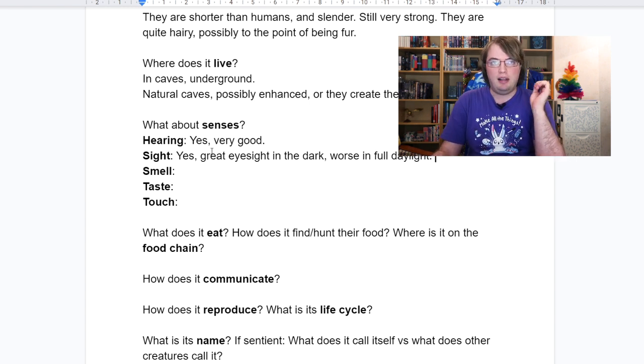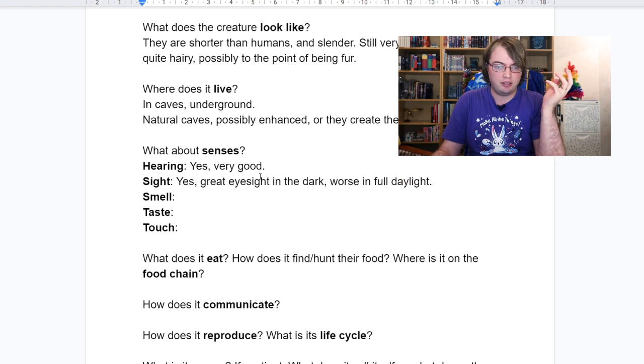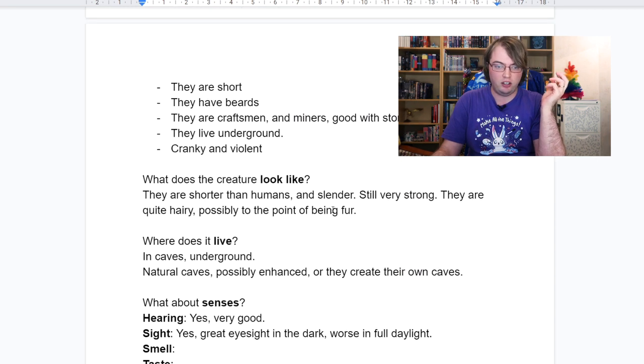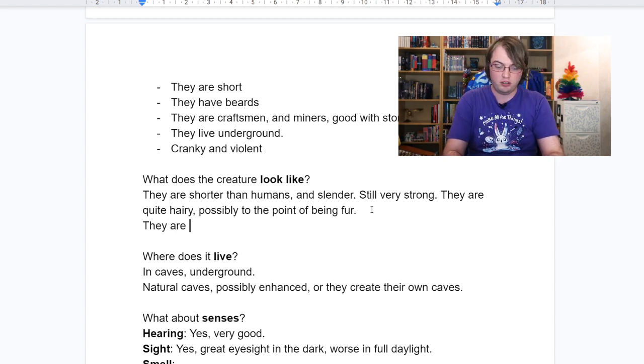So what about smell? They have a sense of smell, they have noses. I'm thinking that they look, I realize I didn't put that on what they look like. They're shorter than humans and slender. They still look humanoid.